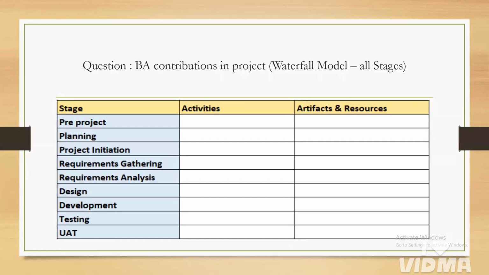Okay. So in UAT, he will be involved throughout; he will be conducting the UAT with the client people. He will be creating the UAT environment, and he will be doing the UAT, and he will sign off at last. Okay. So you need to write down what are the activities, and what are the artifacts, and what are the resources they have used. Okay.